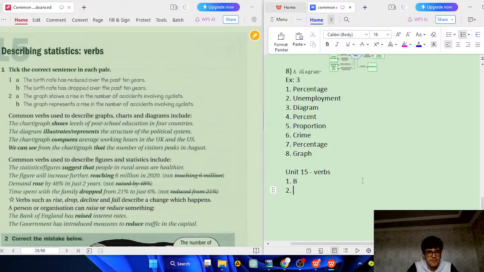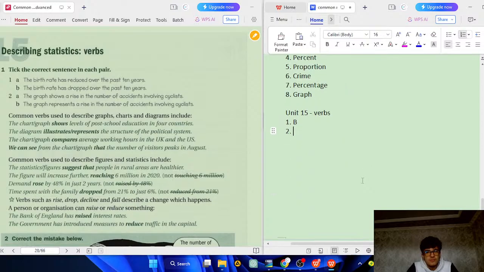The graph shows a rise in the number of accidents involving cyclists. The graph represents a rise in the number of accidents involving cyclists. This is A for sure.